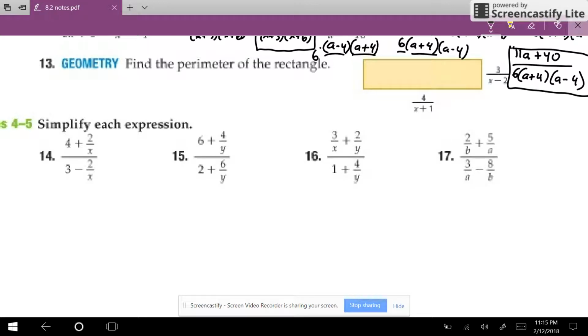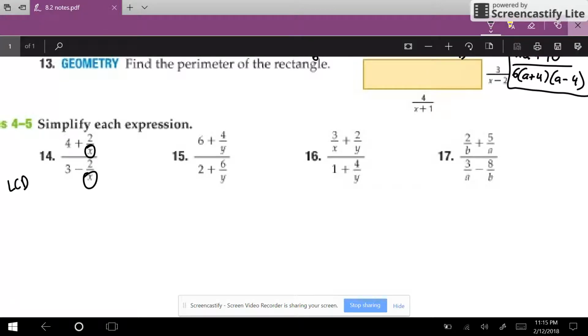All right, so last portion of our notes here. We have complex fractions. So if we look at number 14 here, let's say the only denominator in the top half, x is the only denominator in the bottom half. So if I want to find the LCD of all the denominators there, all it was is an x. So I'm going to multiply the entire numerator by that LCD, the entire denominator by that LCD.